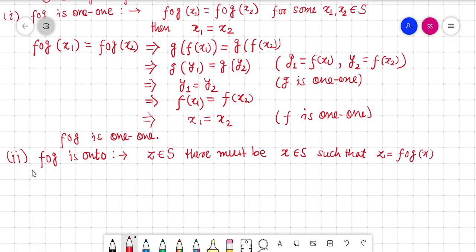So what do we have to do? If z is an element of S, then we have to find an element x of S such that the image of this x under f composition g is z. So let us search for this x. How will we search?